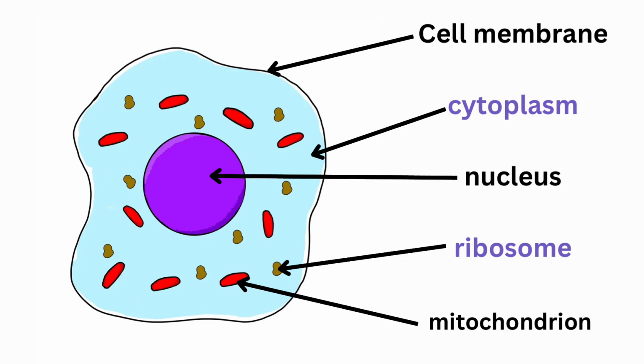So how well did you do? If you haven't got them all, don't worry, it is a lot to remember. Just go back, watch the video again and keep doing it until you can draw this diagram and label all the cell parts. And you might even, if you're really doing well, be able to write the job of each cell part next to your label on your diagram.